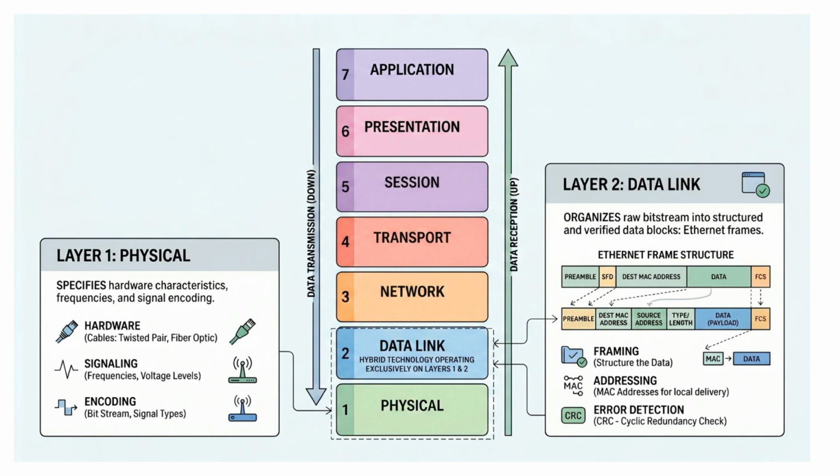To understand Ethernet, it must be situated within the OSI reference model. Unlike other protocols, Ethernet is a hybrid technology that operates exclusively on the first two layers. At layer 1, physical, it specifies hardware characteristics, frequencies, and signal encoding. At layer 2, data link, it organizes the raw bit stream into structured and verified data blocks, Ethernet frames.